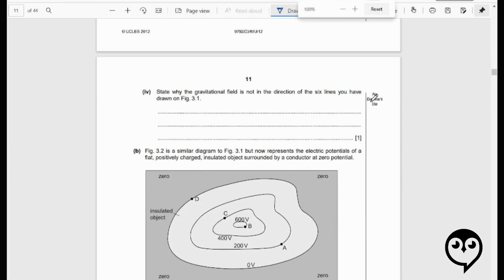All right, and state why the gravitational field is not in the direction of the 6 lines you have drawn. Well, because this is a top-down view. We are looking down in the direction that the gravitational field is acting. We're just looking at the top-down view of which way the water would go. Those lines are not field lines. The gravitational field lines are acting down. We see the equipotentials, and we're just trying to map out where the water would go. That's what's going on there.